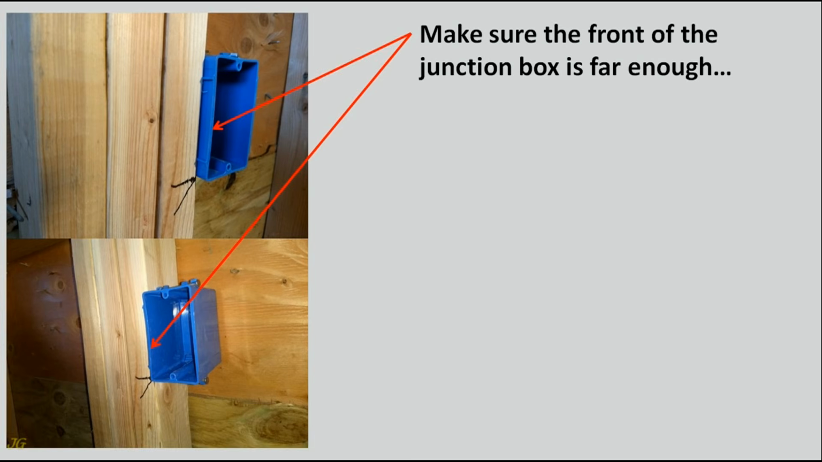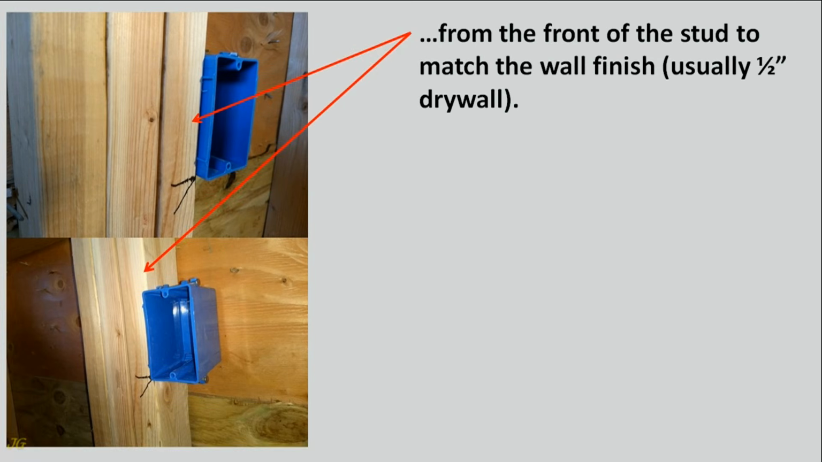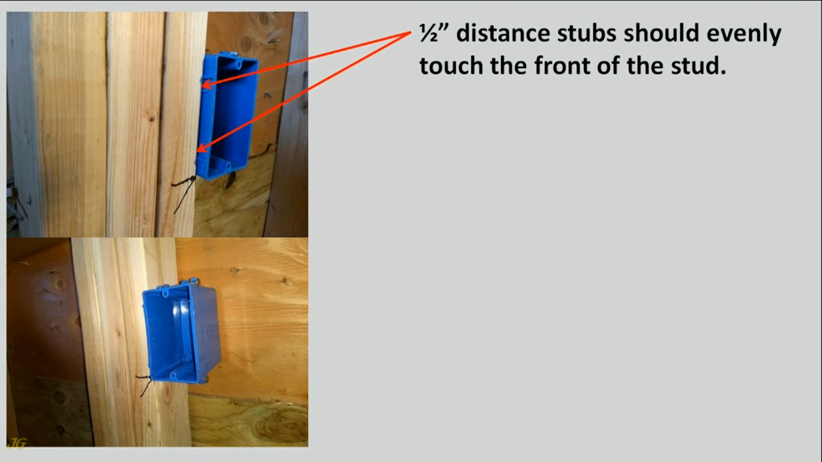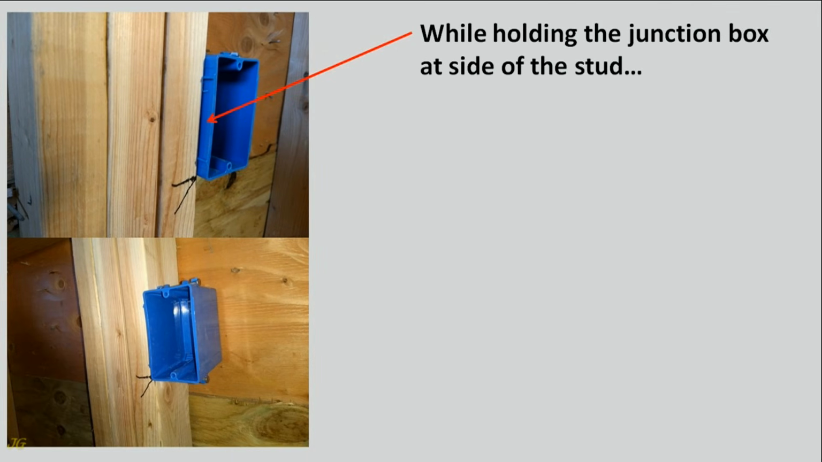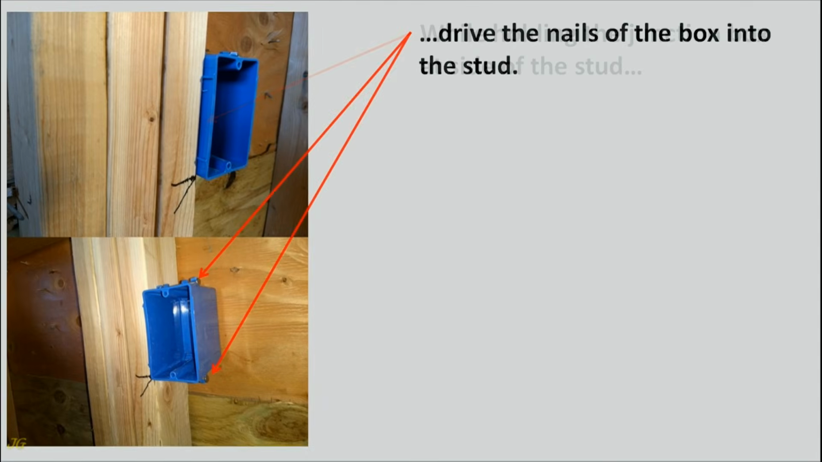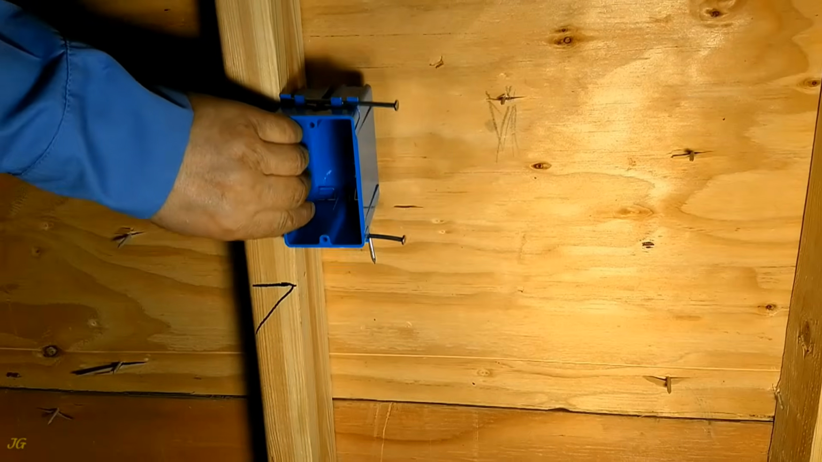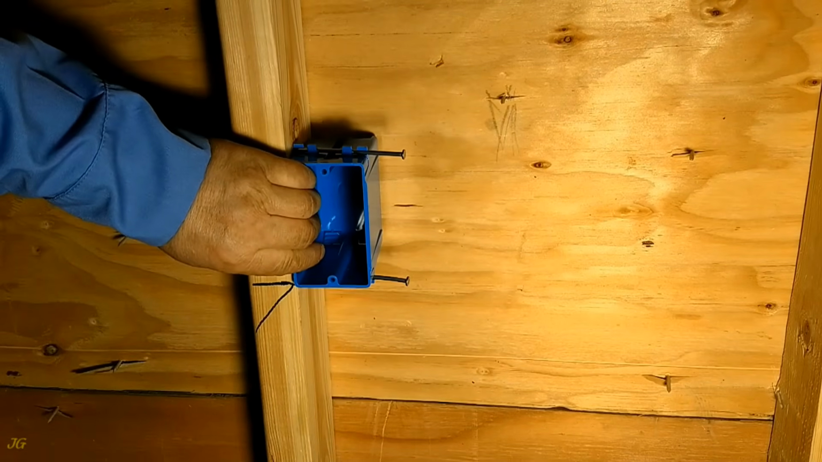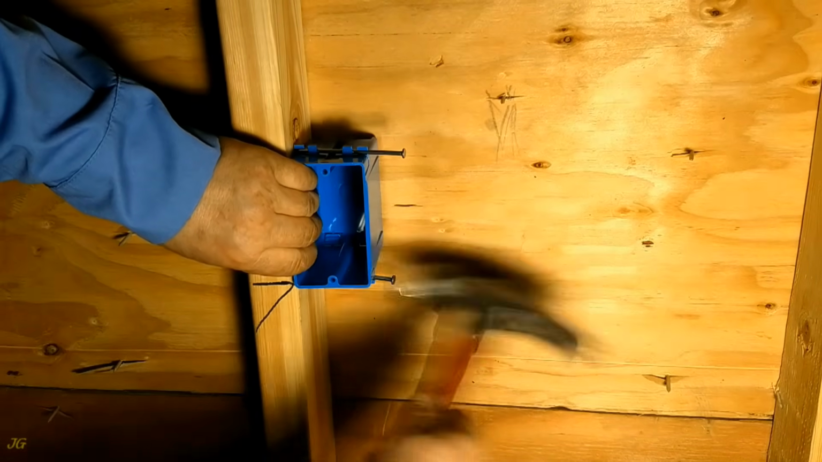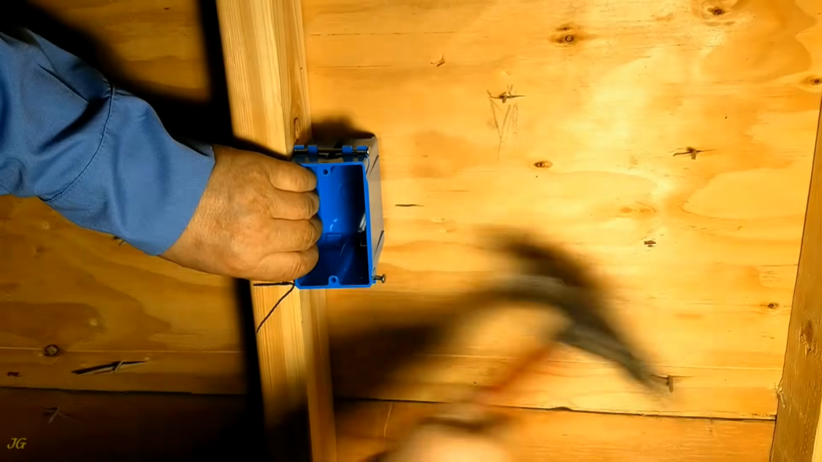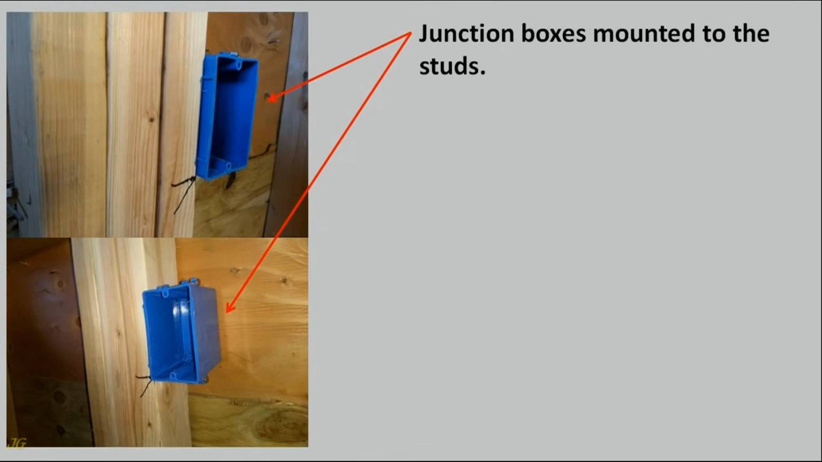Make sure the front of the junction box is far enough from the front of the stud to match the wall finish, usually 1/2 inch drywall. 1/2 inch distance stubs should evenly touch the front of the stud. While holding the junction box at the side of the stud, drive the nails of the box into the stud. Junction boxes mounted to the studs.